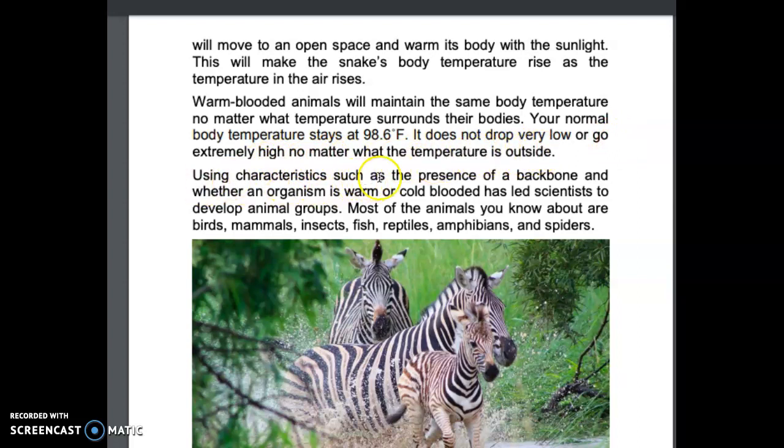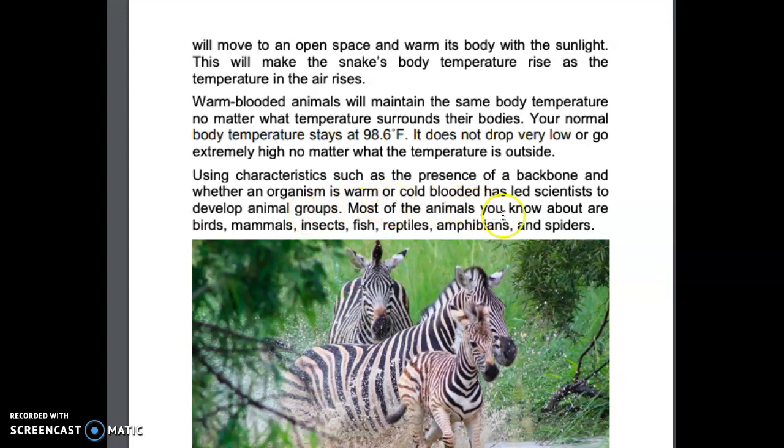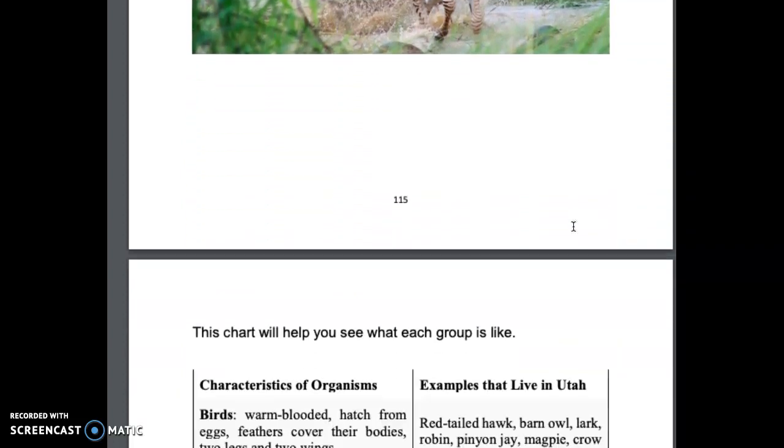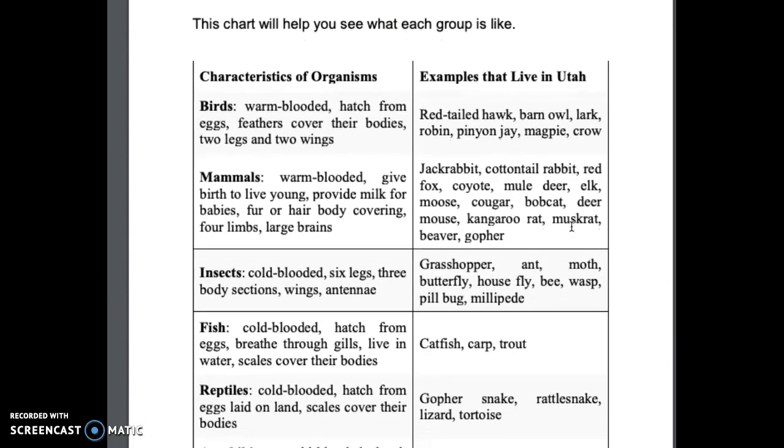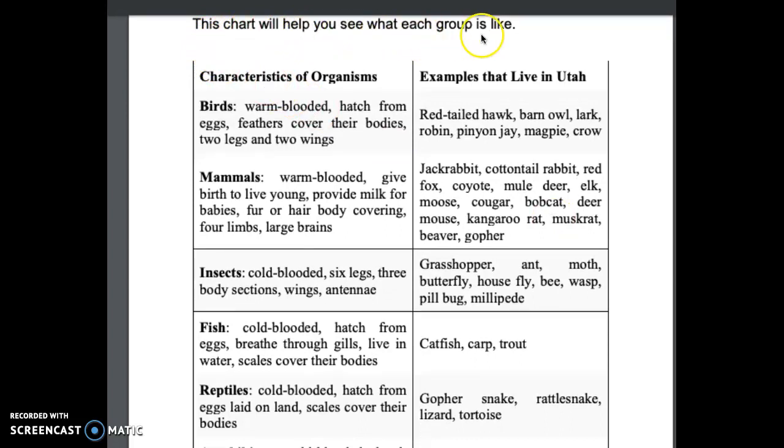Using characteristics such as the presence of a backbone and whether an organism is warm or cold-blooded has led scientists to develop animal groups. Most of the animals you know about are birds, mammals, insects, fish, reptiles, amphibians, and spiders. This chart will help you see what each group is like.